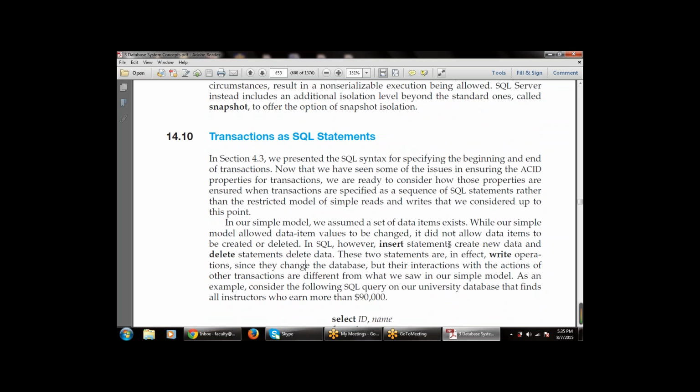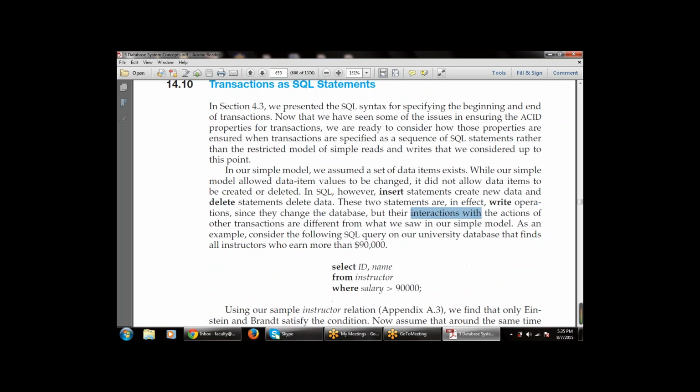And these two statements are in fact write statements, since they change the database, and they interact with the actions of other transactions. For example, consider the following query on the university database that finds all the instructors whose salary is more than 90,000.